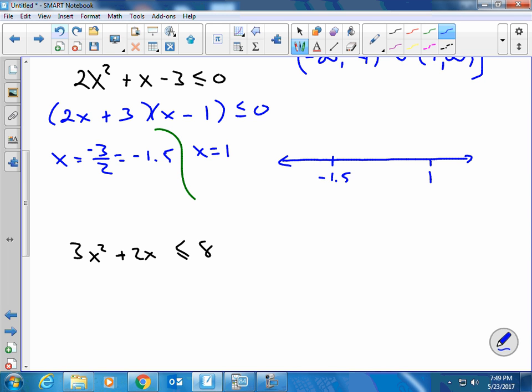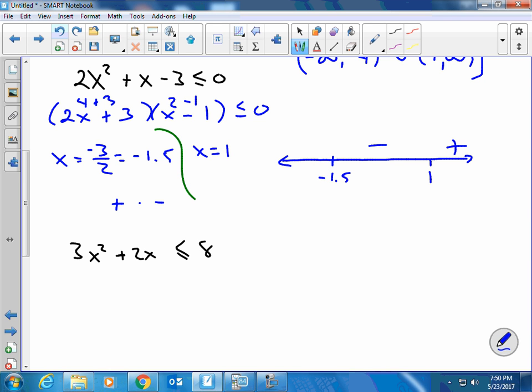Okay? Now, here's our technique. Plug in something greater than 1, like 2. 2 times 2 is 4, plus 3 is positive. 2 minus 1 is positive. We have a positive times a positive, it's positive. Plug in something between negative 1.5 and 1. How about 0 again? 0 plus 3 is positive. 0 minus 1 is negative. And a positive times a negative is a negative.